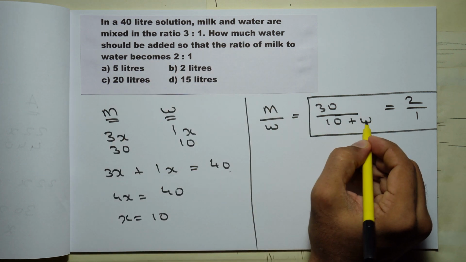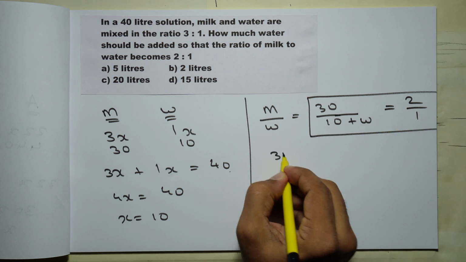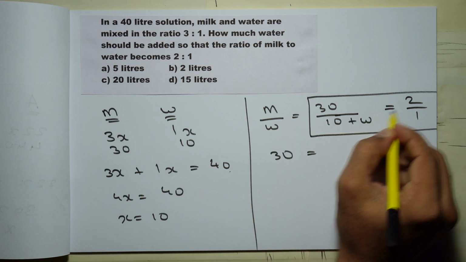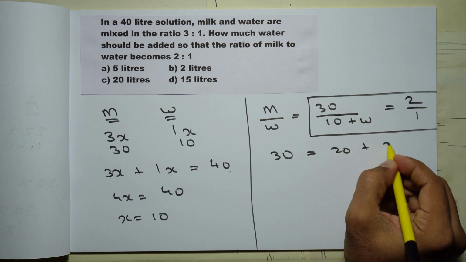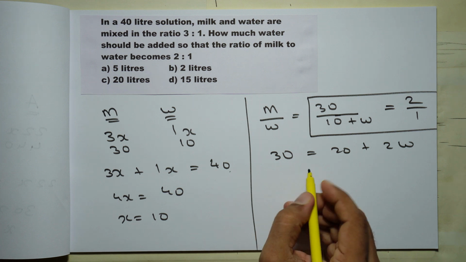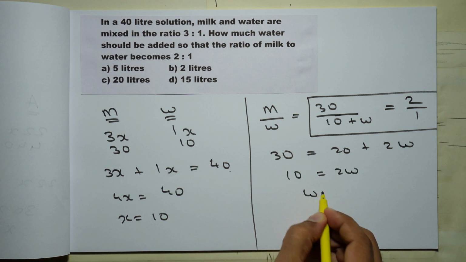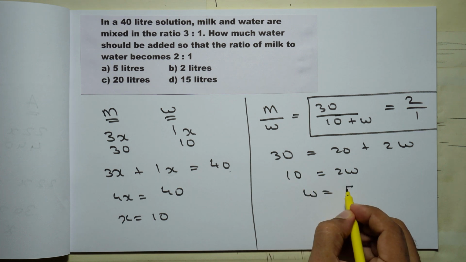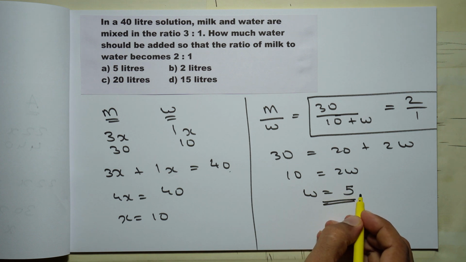So the value of W is what we need to find out. We'll just cross multiply. So there'll be 30 is equal to (10 plus W) into 2. So 2 into 10 gives you 20, plus 2 into W gives you 2W. So 30 minus 20, 10, is equal to 2W, or W is equal to 10 by 2, which gives you 5. So the amount of water that should be added is 5 liters.